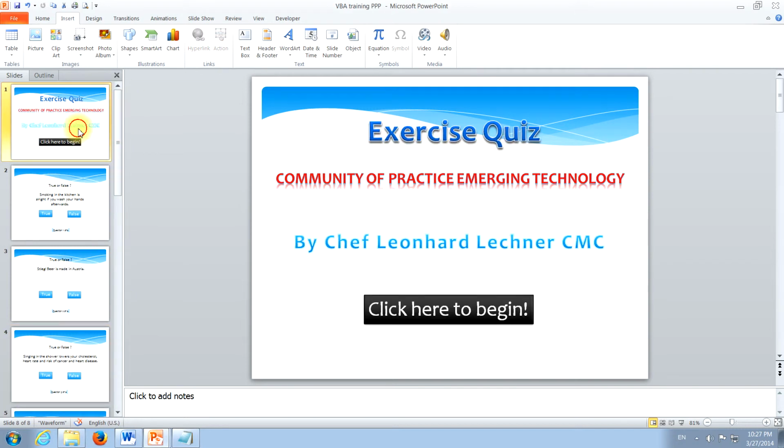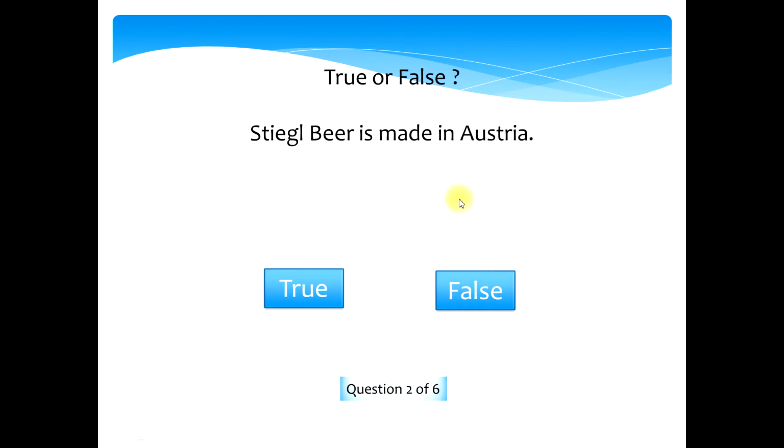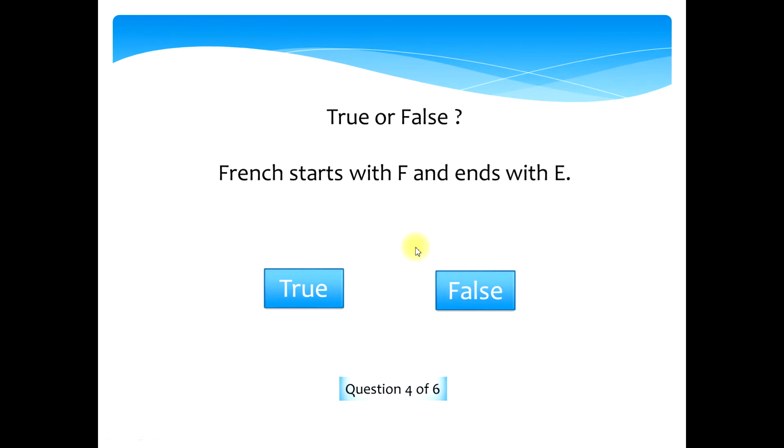Let's try to run that quiz. So we click here on the show, and then we click here. Now, smoking in the kitchen, we know this is false, so we click on here. Well, this is correct. And then the Stiegl beer is made in Austria. This is true. We move on. And then singing in the shower, blah blah blah. We say this is false. Okay, well done. That is correct. Then French starts with an F and ends with an E. This is true. And then we move on to the next one.